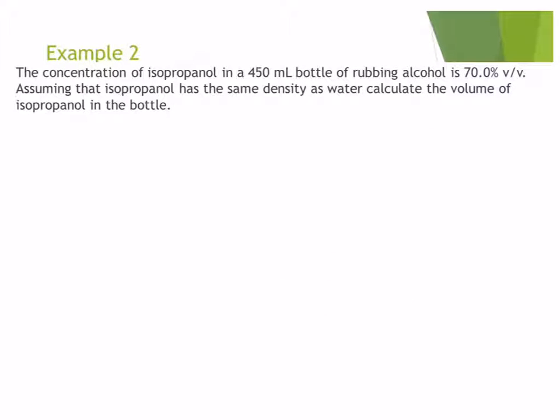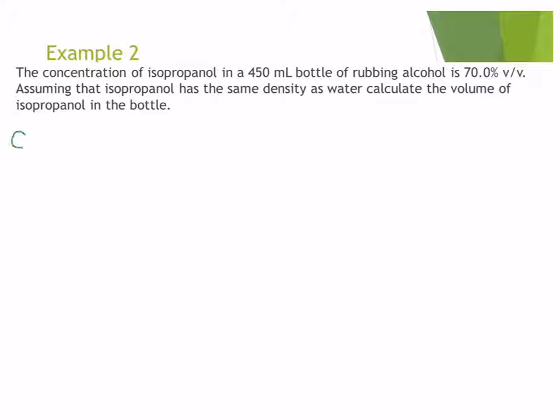In our second example, we have isopropanol, which is rubbing alcohol, in a 450 milliliter bottle with a concentration of 70% volume-volume. Assuming that the isopropanol has the same density as water, calculate the volume of isopropanol in the bottle.